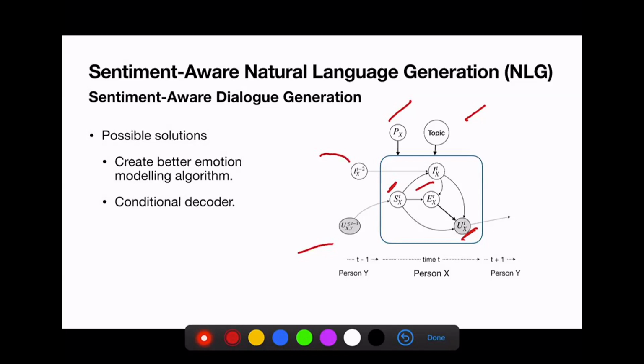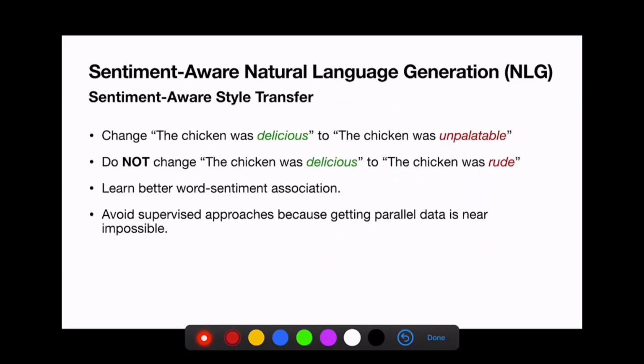Then sentiment or style transfer, similar to sarcasm style transfer. In this sentence, the chicken was delicious. Can you convert this sentence to this? But delicious should not be converted to rude. Why? Because they are of course not compatible, right? So we have to learn word sentiment associations for such style transfer, right?